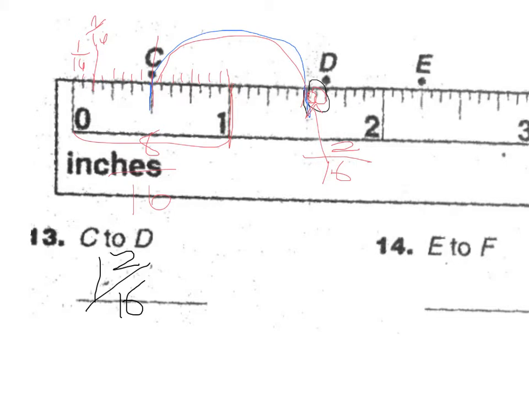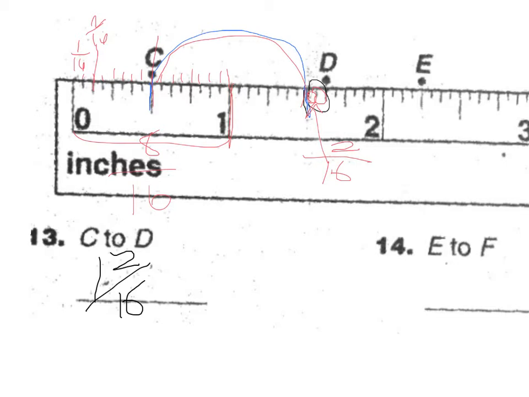Now, if you remember, reducing means making your fraction smaller. Okay? In order to make a fraction smaller, we think of how we can divide both numbers by the same number. Okay? So let's start with 2. If I divide 2 by 1, it's still 2. Can I divide 2 by 2? Yeah. So let's see. Can I divide 16 by 2? Yes.